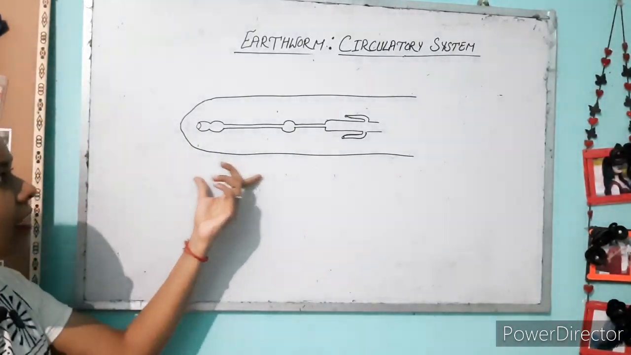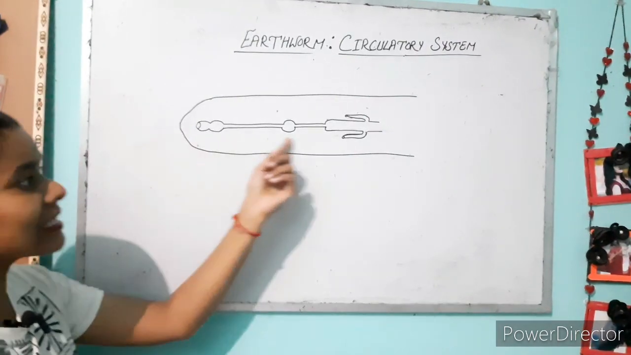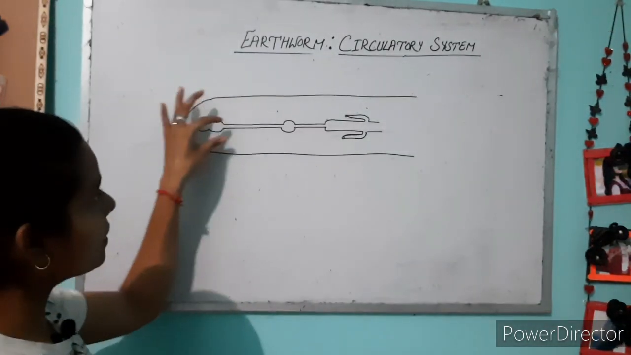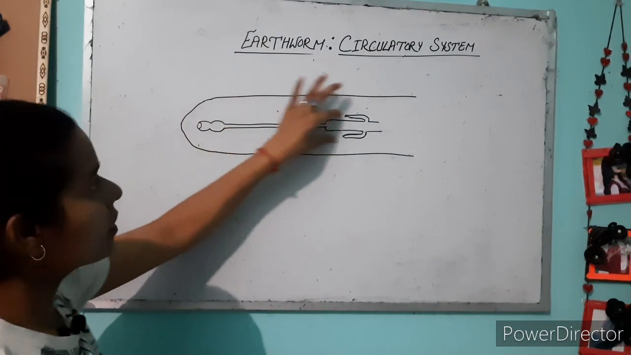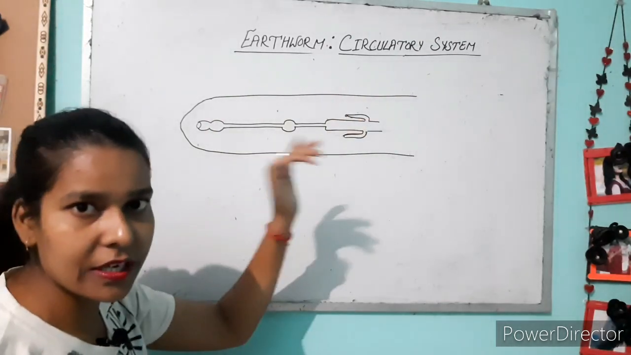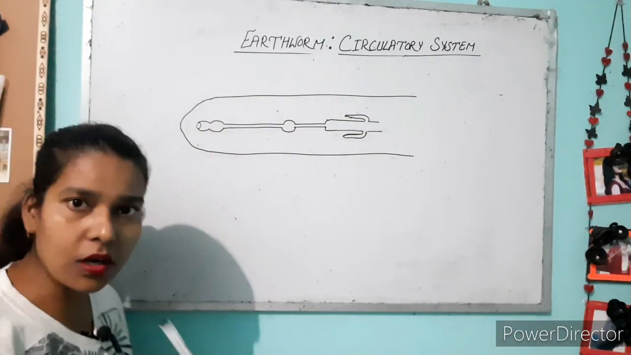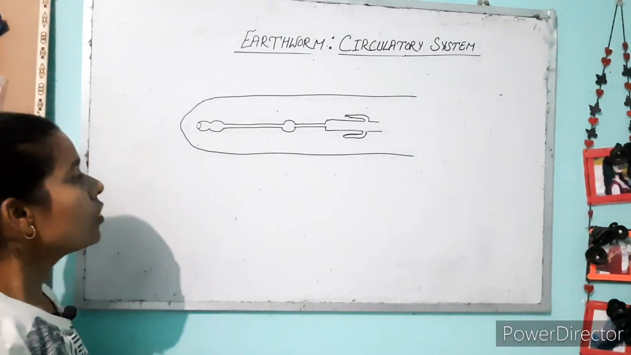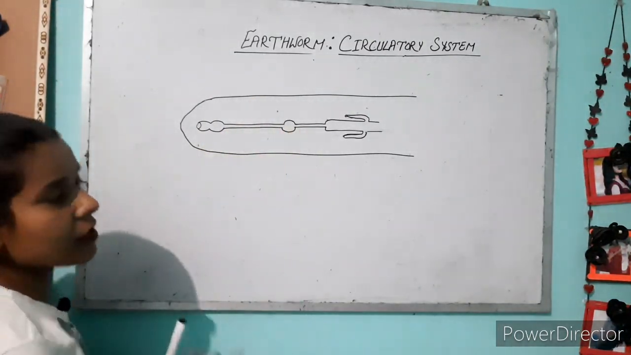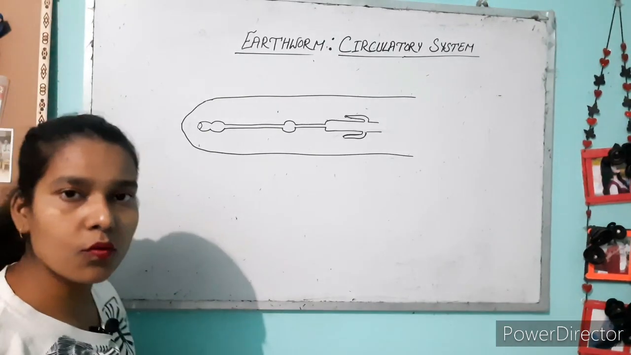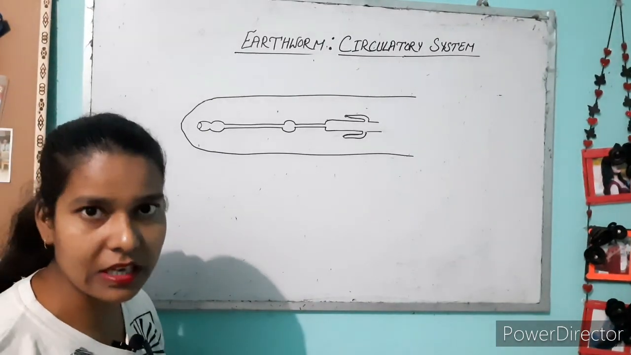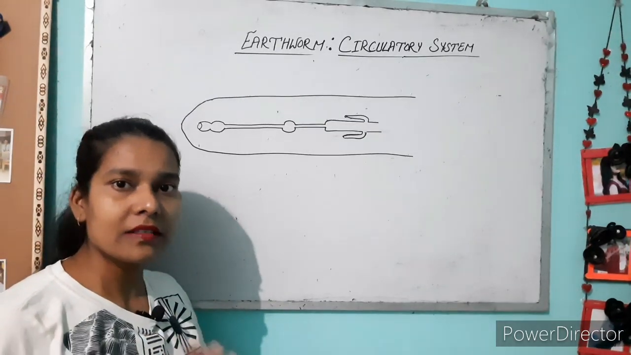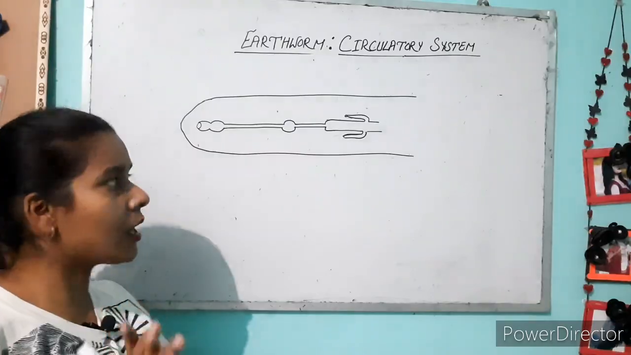This is the diagram of earthworm with a digestive system, but I will teach you about the circulatory system. This centrally placed alimentary canal is needed to show you the location of the vessels of the circulatory system of earthworm. I will teach you what the circulatory system is, how the vessels work, and the names of those vessels in this session. So keep watching till the last. Let me teach you everything.